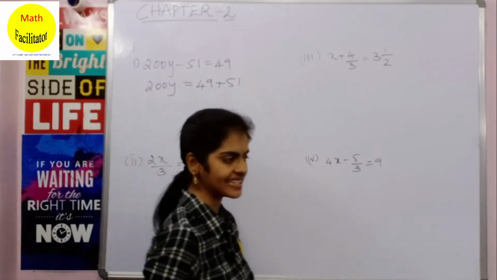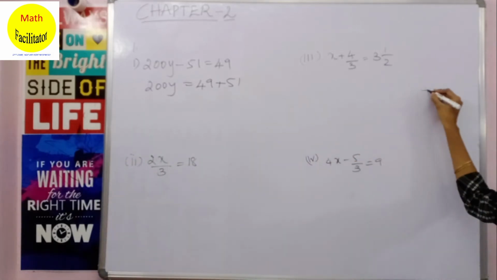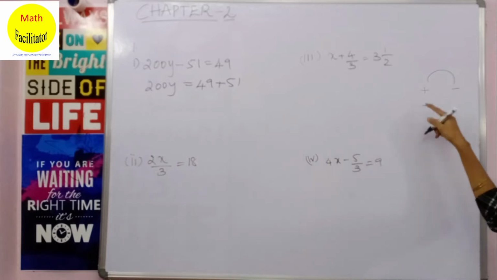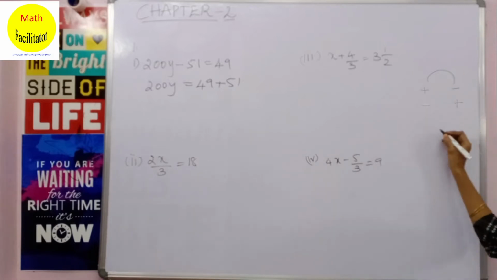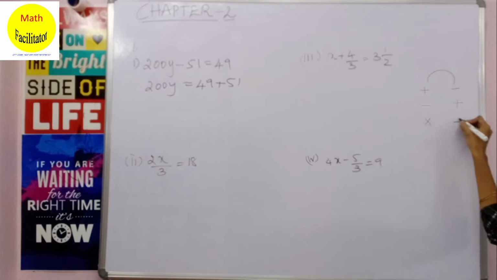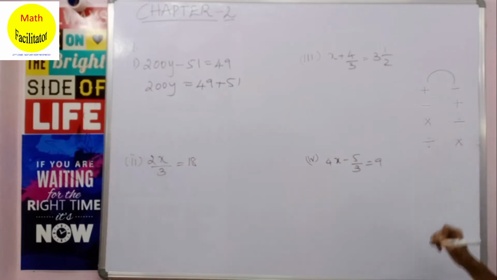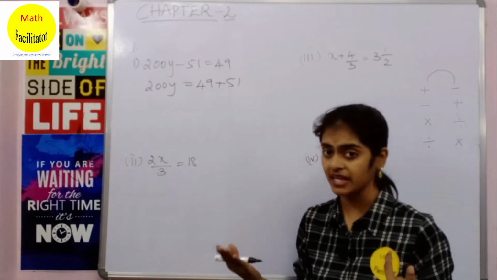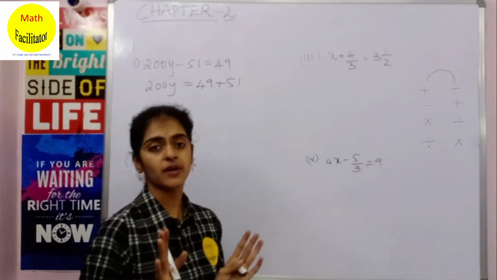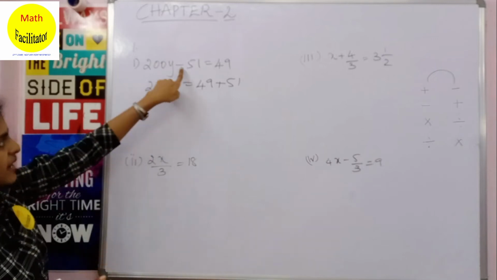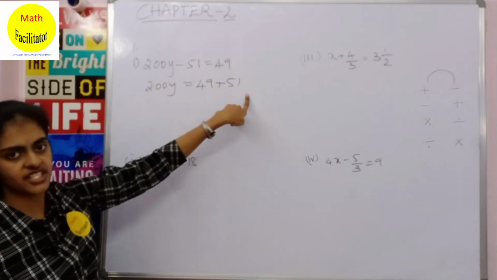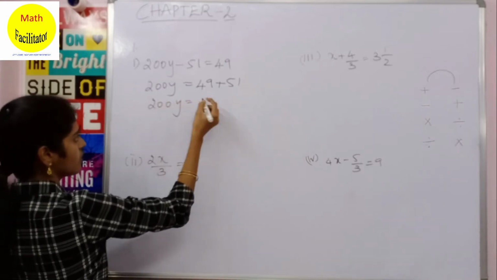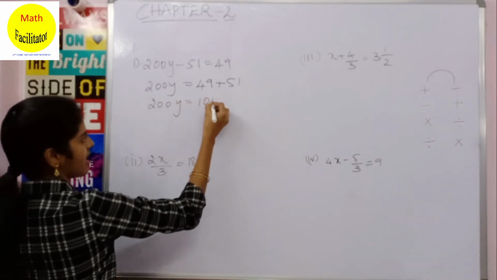We have learned that if a plus term goes to the other side of the equation, it becomes minus. If a minus term is transposed to the other side, it becomes plus, and multiplication becomes division and division becomes multiplication. So here it is minus 51, so transposing it to RHS, it becomes plus 51. Now 200y is equal to 49 plus 51, which is 100.